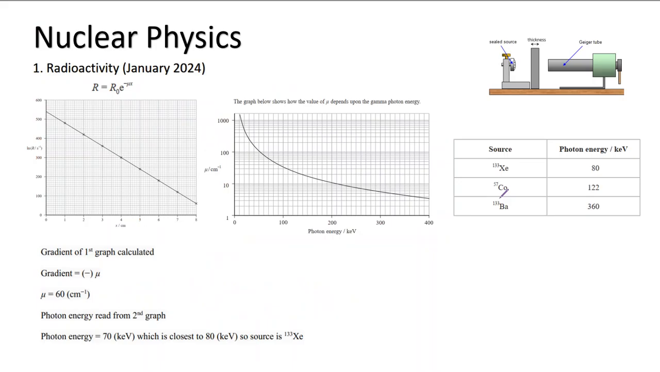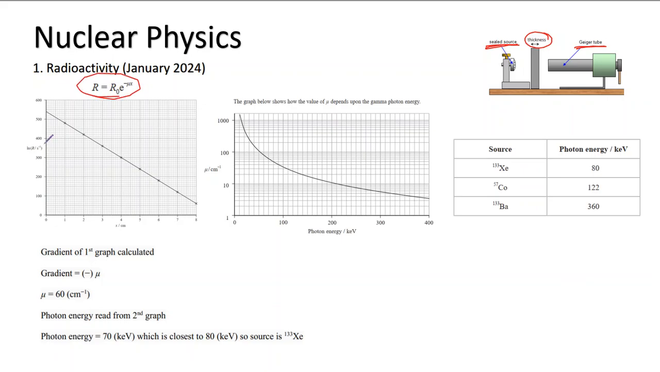Moving on to nuclear physics, look at this diagram. This wasn't given in the question. I specifically added this to give you a better understanding of this question. So this is a radioactive source. This is a detector, a Geiger-Müller tube. And between these two, you have an absorber. And this specific question is dealing with the thickness of this absorber. So the thickness determines the count rate, and they are related by this equation.